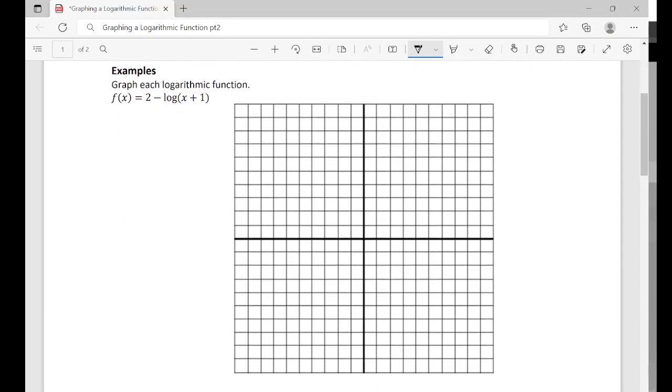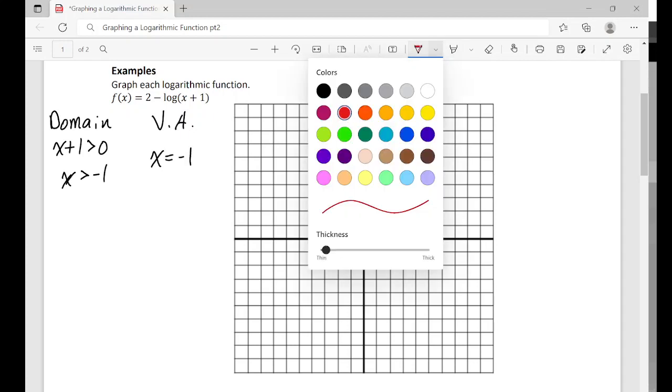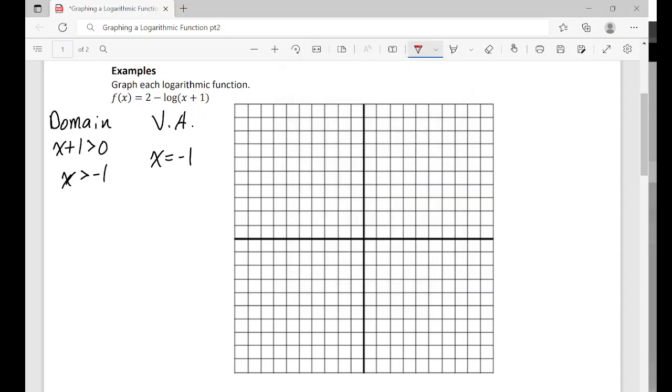So we're going to graph this function first. f of x equals 2 minus log of x plus 1. So first things first, I'm going to find the domain by setting the argument x plus 1 greater than 0. So I'm going to get x is greater than negative 1, which means my vertical asymptote is going to be x equals negative 1. So I'm going to make my vertical asymptote red just so I can see it easier.